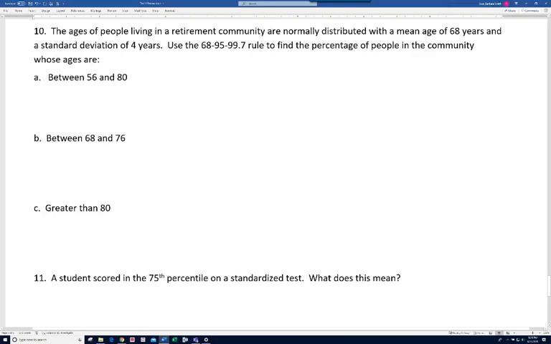The ages of people living in a retirement community are normally distributed with a mean age of 68 years and a standard deviation of 4 years. Use the 68, 95, 99.7 rule to find the percentage of people in the community whose ages are, and so we've got 3 questions to answer here. So the first thing we're going to want to do is draw a picture. We need a bell-shaped curve since this is a normal distribution.